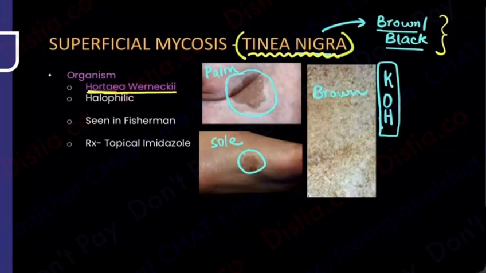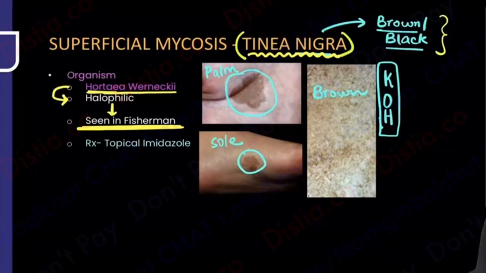Also, please remember Hortaea is halophilic. When I say halophilic, it is going to be something that is salt loving. That is why it is seen in the fishermen. Fishermen, the salty water, the salty sand. So remember, it is halophilic. That is why it is seen in the fishermen. And for treatment, we have the imidazole topical creams that are available, that are put on where? The palms and the soles. Whatever I have shown you is the thing. Means the most common location is going to be the palms and the soles.